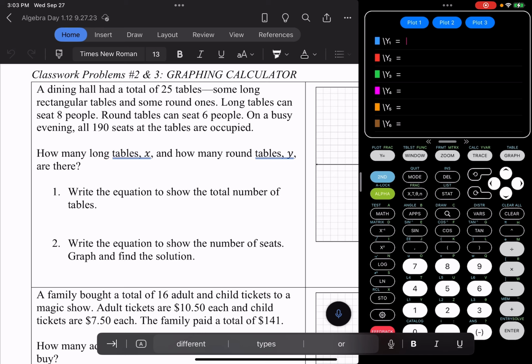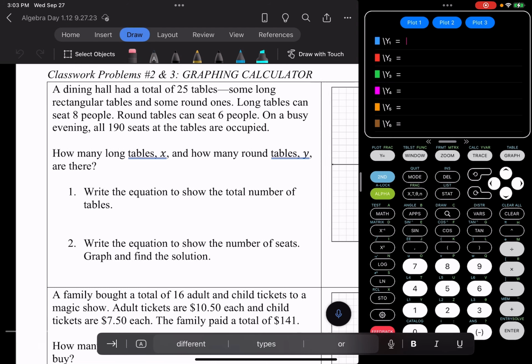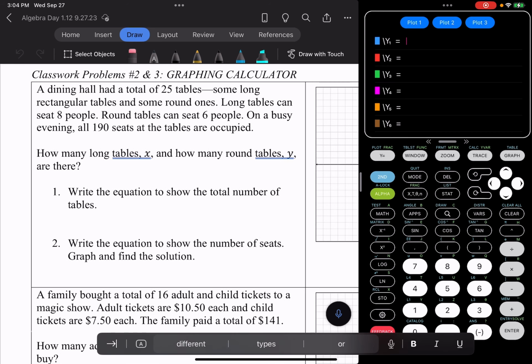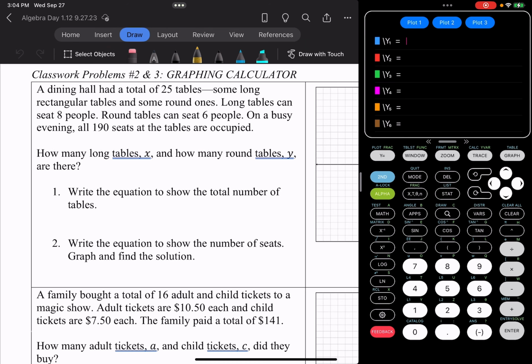All right, so we have a dining hall that has a total of 25 tables, some long rectangular tables and some round ones. The long tables can seat 8 people, and the round tables can seat 6 people. On a busy day, all 190 seats at the tables are occupied. So we need to make two equations.